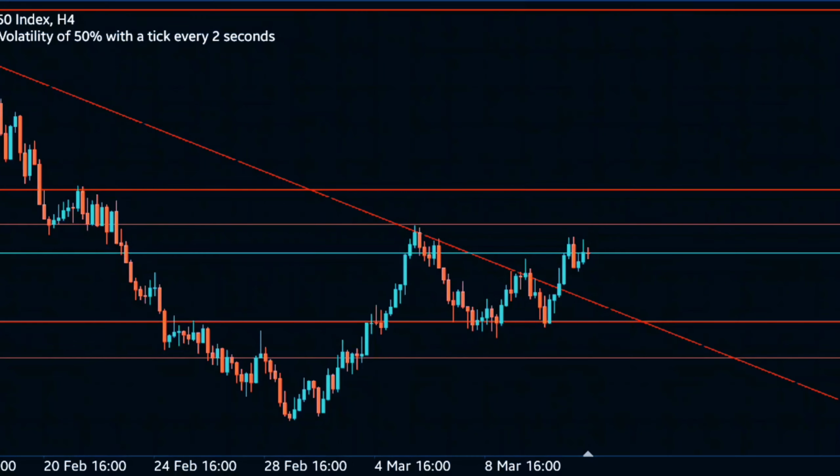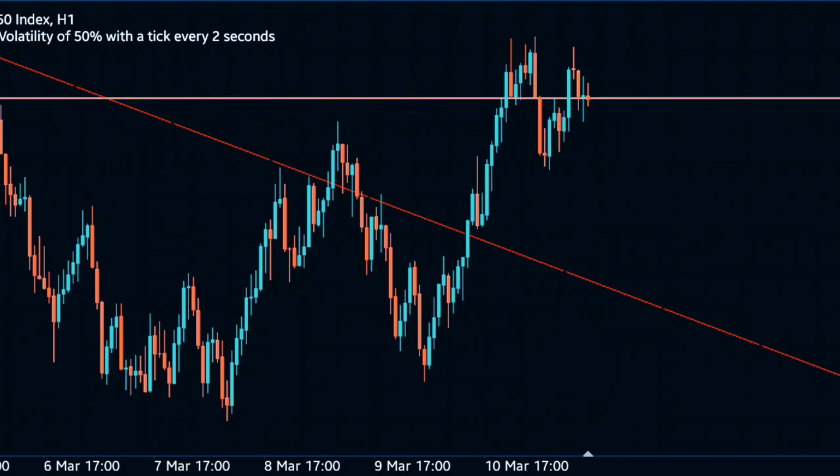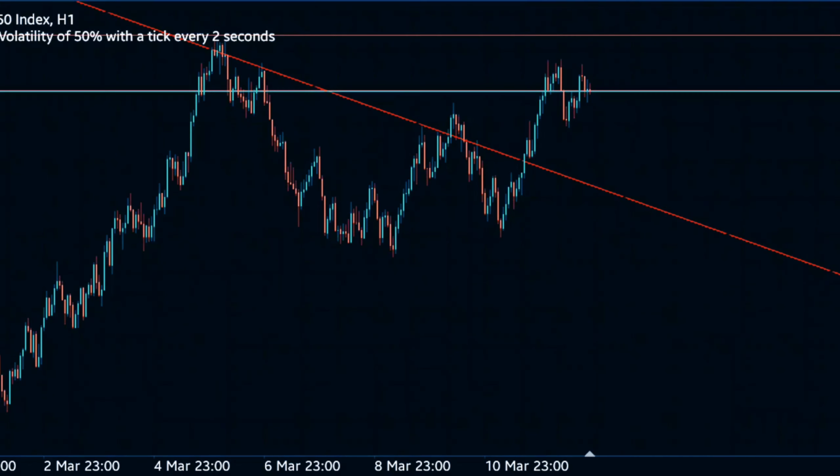Then 1 hour, same thing. We're still looking very much bullish. But I would love to see price clear. If it wants to go bearish, it could come down, clear, boom, and go back. All right, so that's on that.